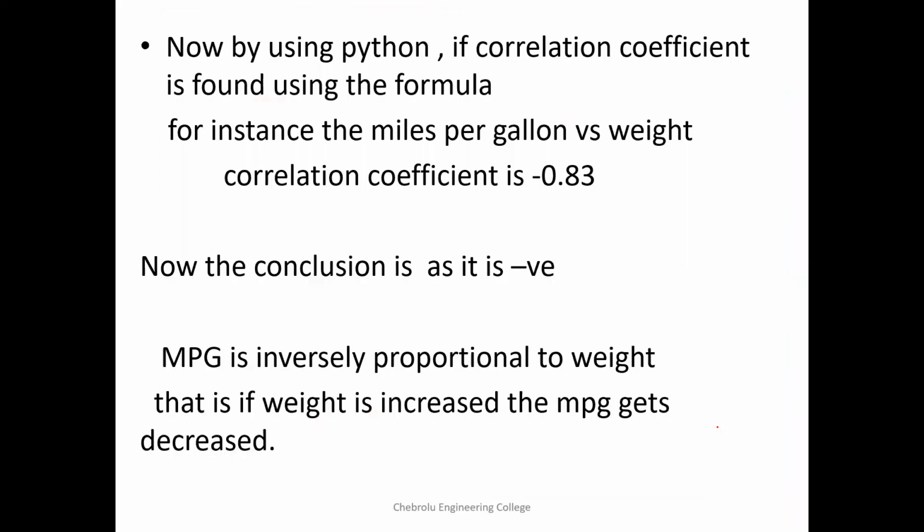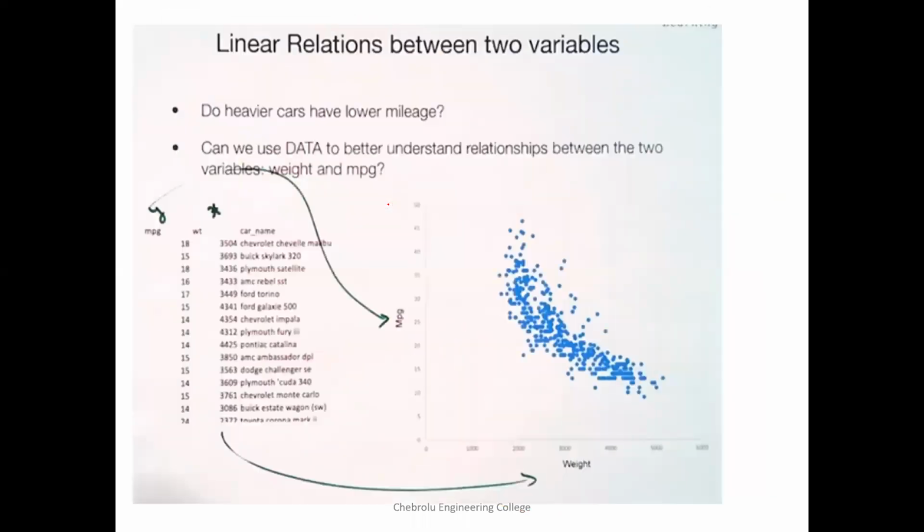Correlation is scale invariant. Now, using Python, if the correlation coefficient is found using the formula, for instance, for miles per gallon versus weight, the correlation coefficient is minus 0.83. Why is it minus? You can see here, this is negative. If a line is drawn like this, it is negative.